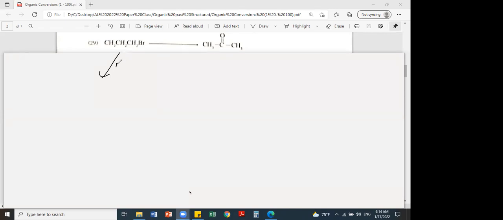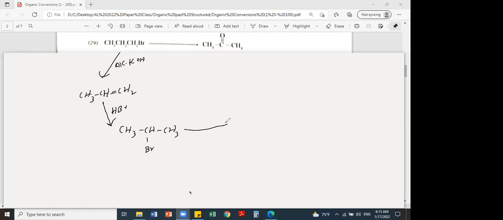Alcoholic KOH, yeah. When you put alcoholic KOH, what happens? This becomes CH3, CH double bond CH2. After that, HBr. Then when you put HBr, what happened? It becomes CH3 CHBr CH3. Br is added to the middle carbon. That reaction occurs through the secondary carbocation.